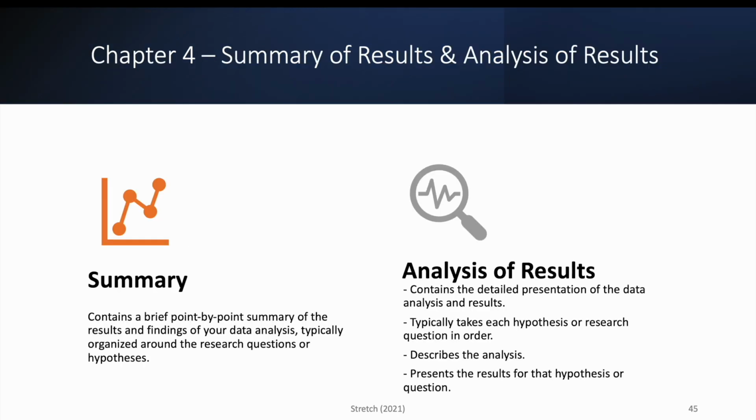Summary of the results and analysis. So summary is going to be an overall view, usually organized by research question or hypothesis. And then the analysis of the results is really going to be the data. Like, here's what we found, here's how we analyzed it, here's the results of that analysis. Going to be a great opportunity to have graphic representations of your data, tables, charts, figures.